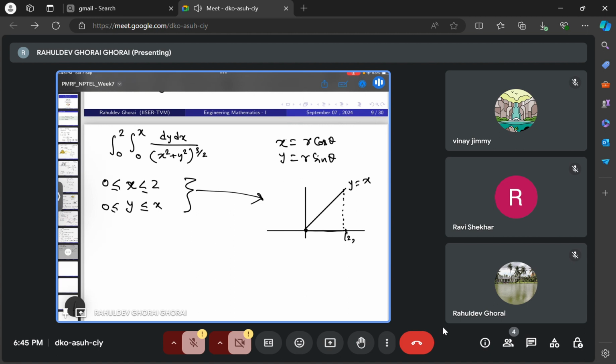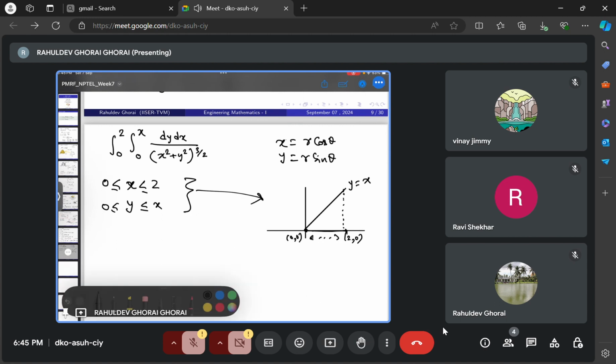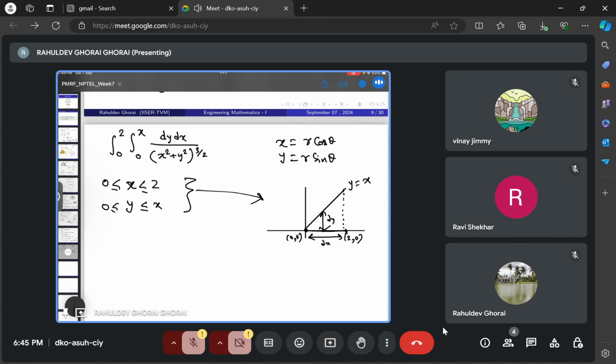So it is 2, 0, and this is 0, 0. Then x is varying from here to here, and then y will vary from this line to this line. So this will be dx and this will be dy, a small portion of x and a small portion of y. Now if you change it to r theta, what will be r and what will be theta? You will have to find that out.